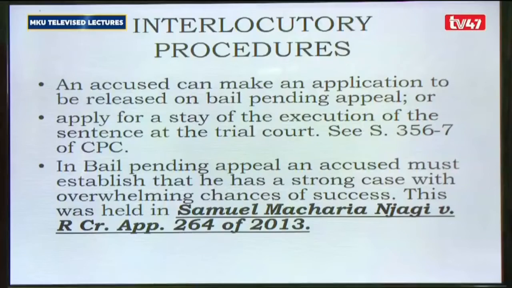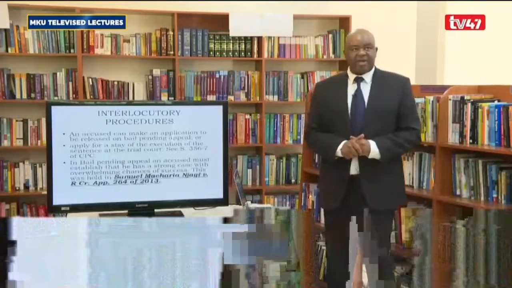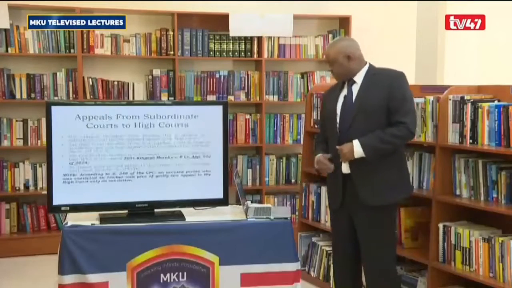Then of course sometimes a person who is appealing, the appellant, might be interested to apply for bail pending appeal. So an appellant may apply for bail pending appeal, and the only ground for that would be to ensure that the appeal has high chances of success. An appellant may also apply for stay of execution of the sentence of the trial court pursuant to sections 356 and 357 of the CPC.